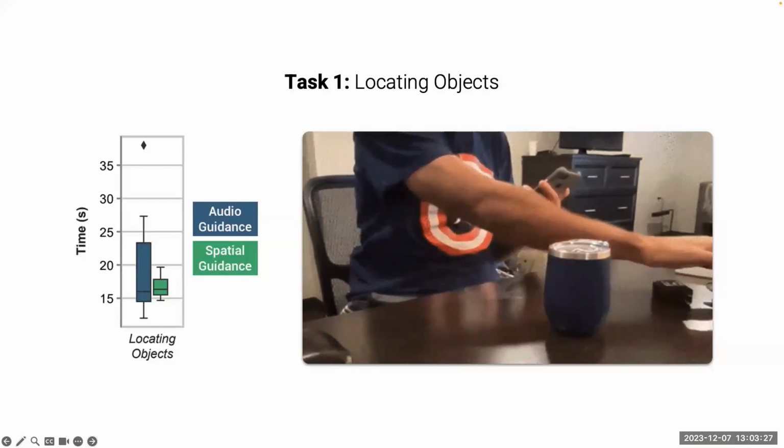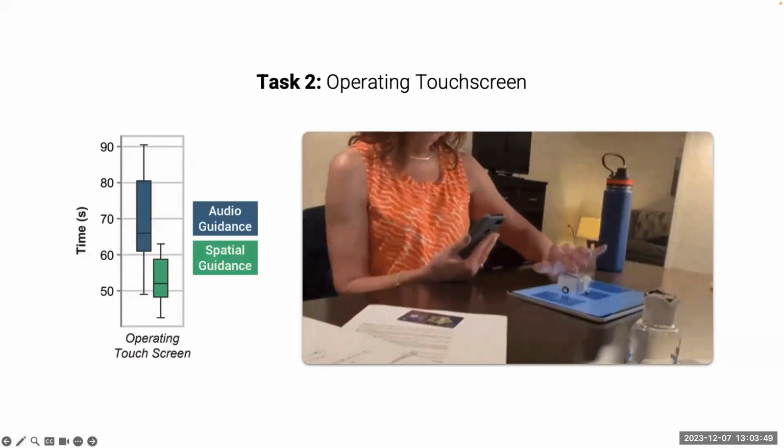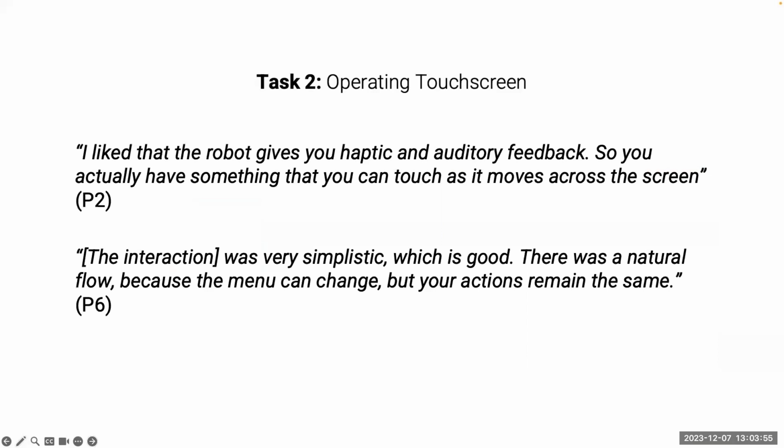So yeah, it was faster, and participants felt that it is a little bit safer because they know that the robot is kind of avoiding the obstacles, and it is not just you blindly following those audio feedback and not being able to know what is along the way. And they also found that it's more efficient. And also for operating touchscreen, spatial guidance was faster than the audio guidance. And people liked that. It also gives you that haptic feedback so that you know where to stop or where it stopped. You can know that kind of tangible feeling. And it is also very simple, which they liked.